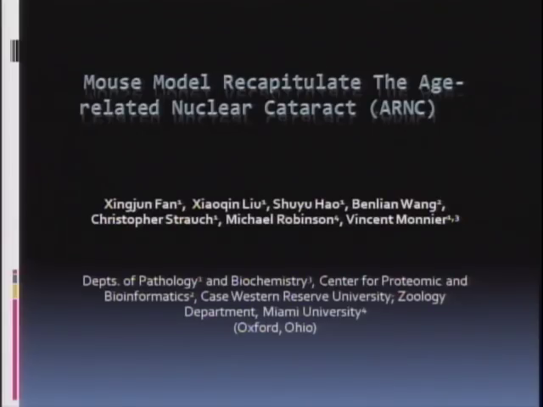It's always nice to have the annual meeting so we can discuss our research on campus. Today I can talk about one of the mouse models to recapitulate the age-related nuclear cataract.